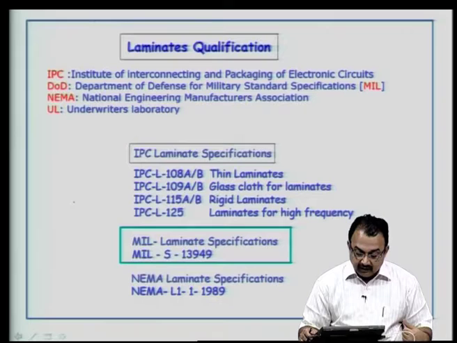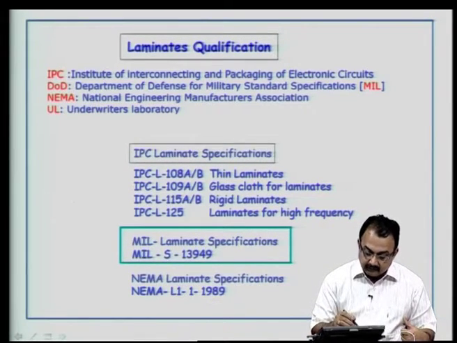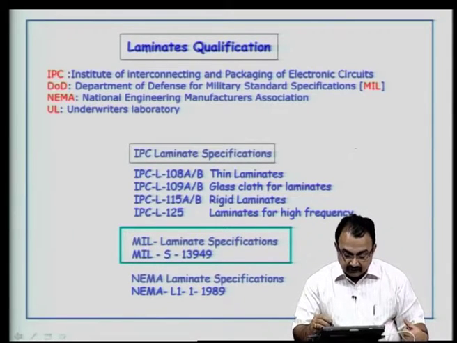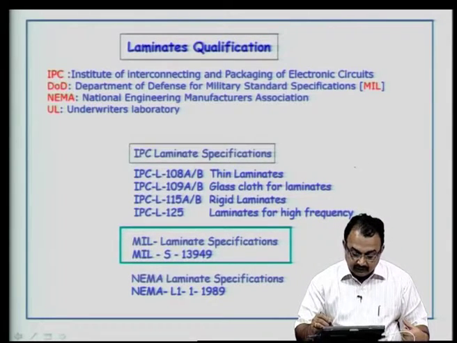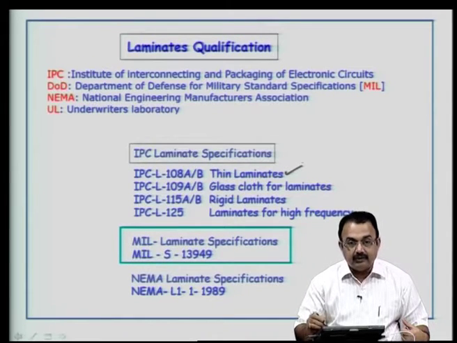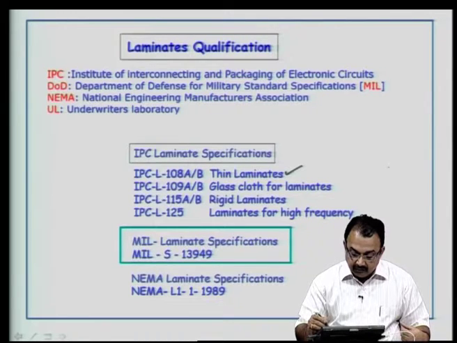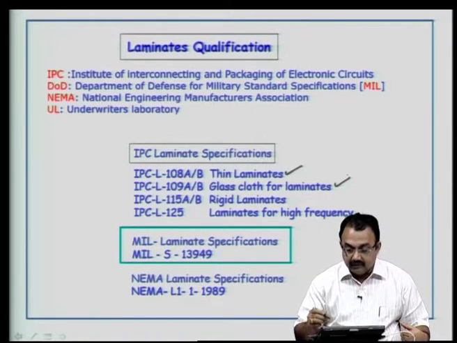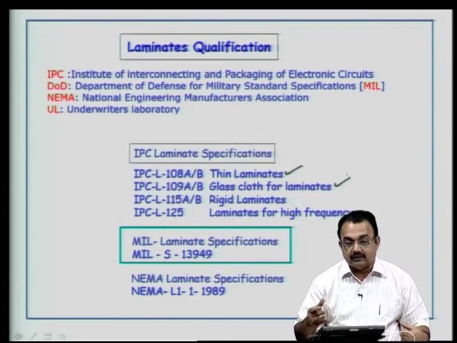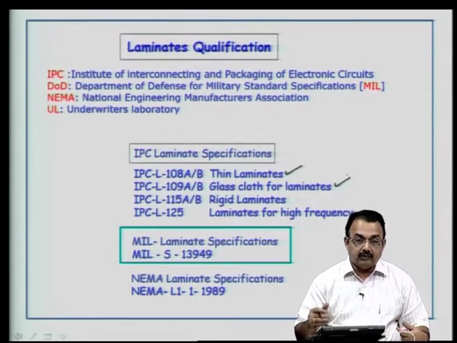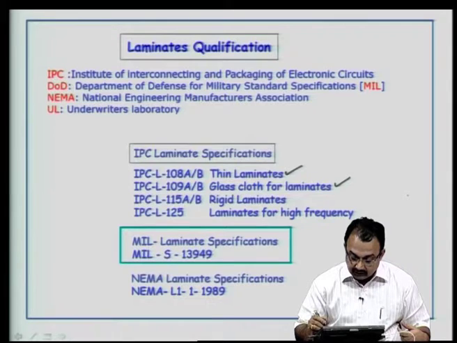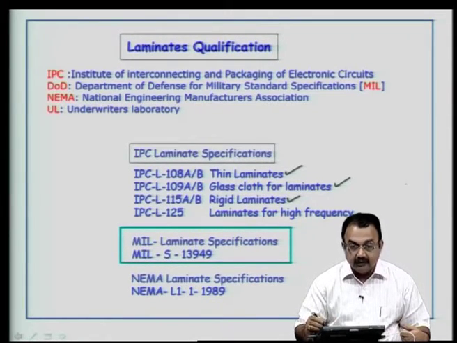So, the IPC laminate specifications pertain to various things, and some of them are listed here. For example, 108 A and B pertain to thin laminate structures. Then 109 A and B pertain to glass cloth laminates, that means the physical properties, the thicknesses, and the tests to be carried out to qualify when such a material is used. 115 A B is for rigid laminates, and 125 is for laminates for high frequency applications.